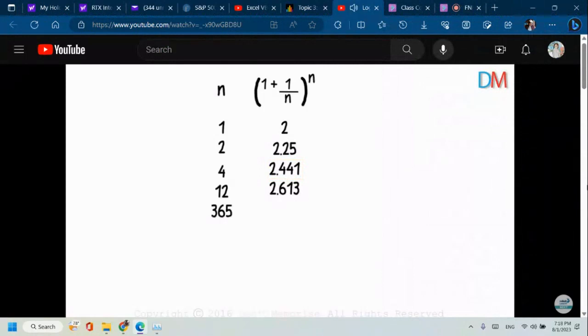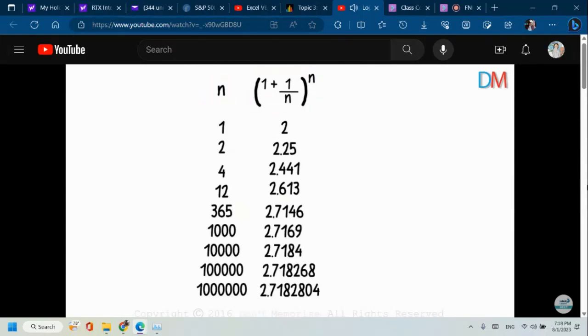If I divide it into 365 equal time periods, it will be even higher. This tells us that a dollar at the start of the year will become these many dollars at the end of 1 year if the number of time periods is 365. So if we increase the number of time periods significantly, will this number also increase significantly? Okay, here are a few more calculations.